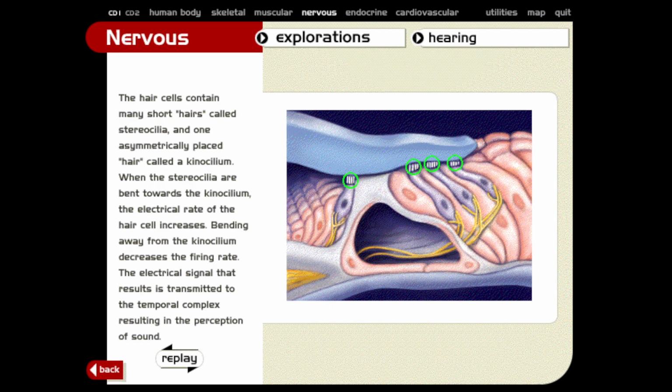The hair cells contain many short hairs called stereocilia and one asymmetrically placed hair called a kinocilium. When the stereocilia are bent toward the kinocilium, the electrical rate of the hair cell increases. Bending away from the kinocilium decreases the firing rate. The electrical signal that results is transmitted to the temporal complex, resulting in the perception of sound.